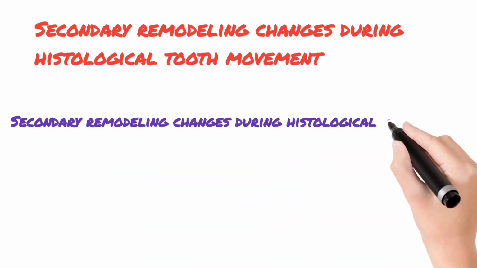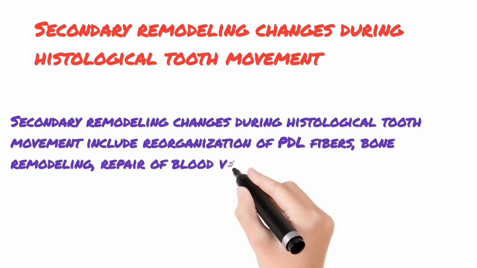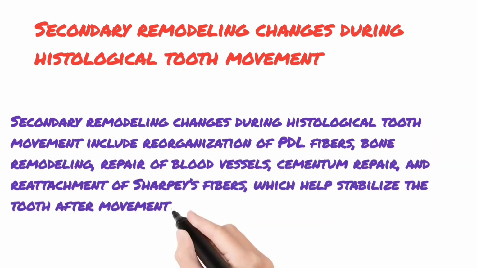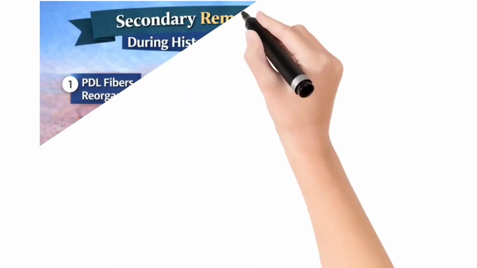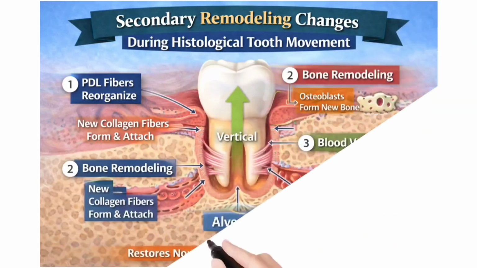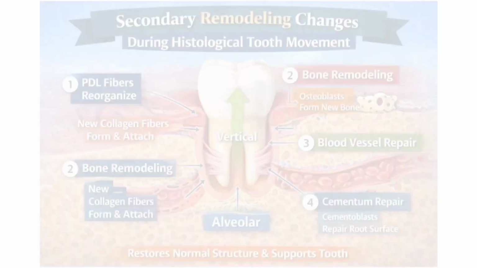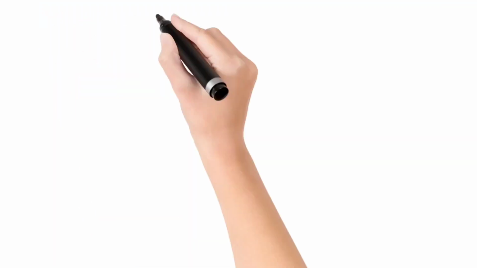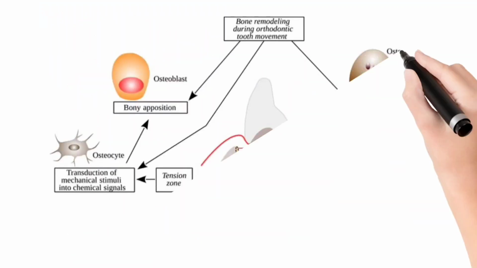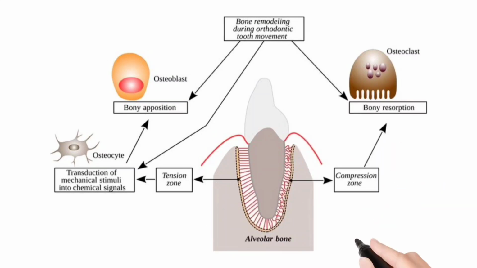Secondary remodeling changes during histological tooth movement include reorganization of PDL fibers, bone remodeling, repair of blood vessels, cementum repair, and reattachment of Sharpey's fibers. Bone remodeling during tooth movement involves bone resorption by osteoclasts on the pressure side and bone formation by osteoblasts on the tension side, allowing the tooth to move in the alveolar bone.